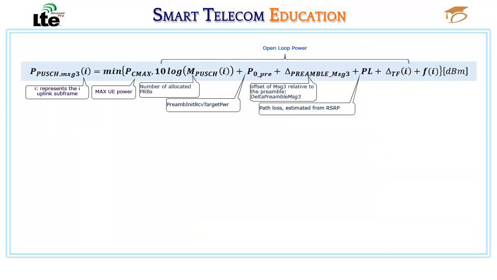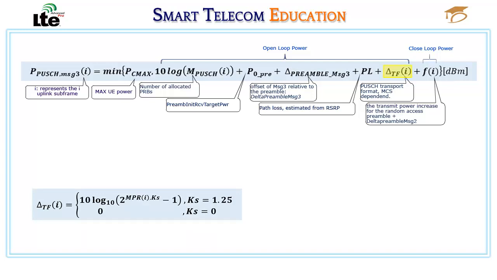The power of message 3 can be adjusted by delta TF and a closed loop power control part defined by f(i). Delta TF is the PUSCH transport format dependent on MCS. And f is the transmit power increase for the random access plus delta preamble message 2. Delta TF is defined as follows: 10 log10 of (2 to the power of MPR times Ks, minus 1), where Ks equals 1.25, and equals 0 when Ks equals 0.